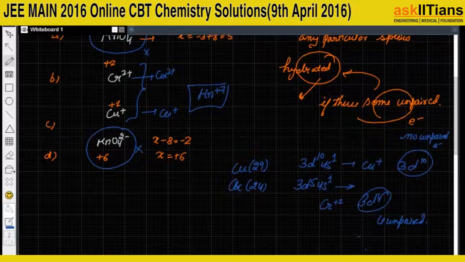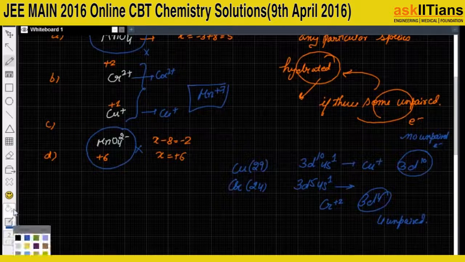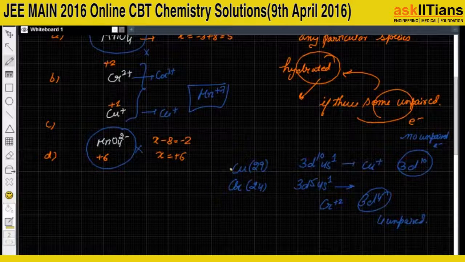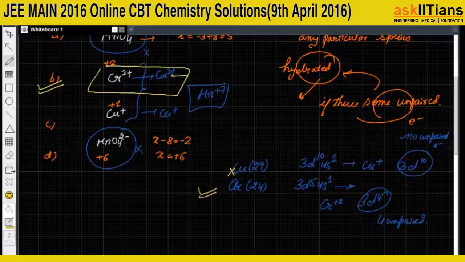Since I told you, if a compound has no unpaired electrons, it will not be easily hydrated and hence it will not be that stable. So the only leftover species which will be maximally stable in the aqueous solution is chromium 2 plus, and hence that is the answer for this question, because chromium has the maximum number of unpaired electrons and hence will be maximally hydrated and hence maximally stable.